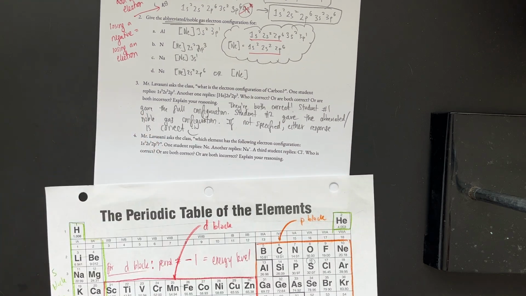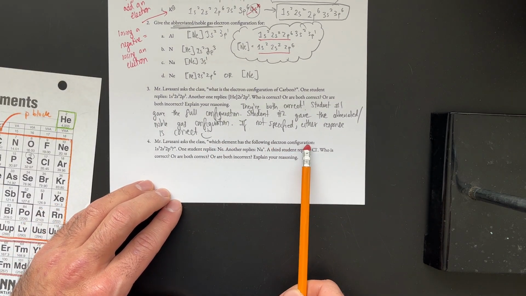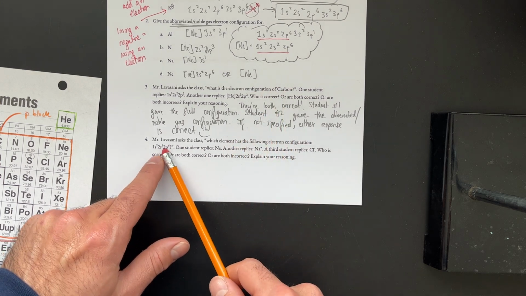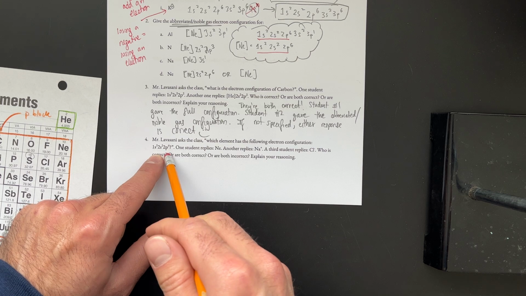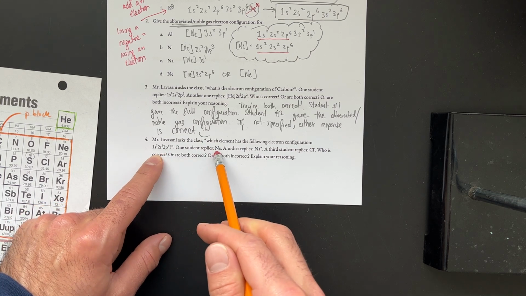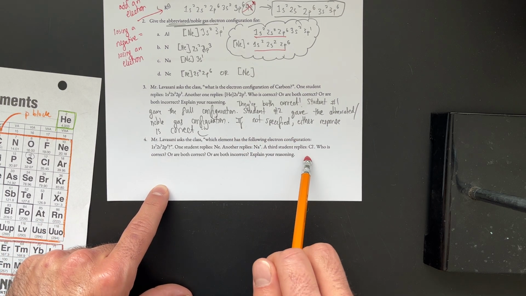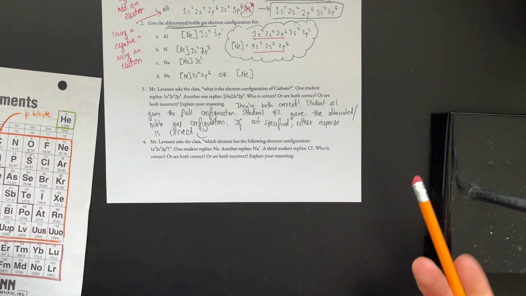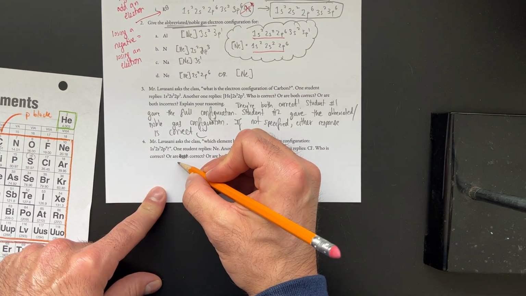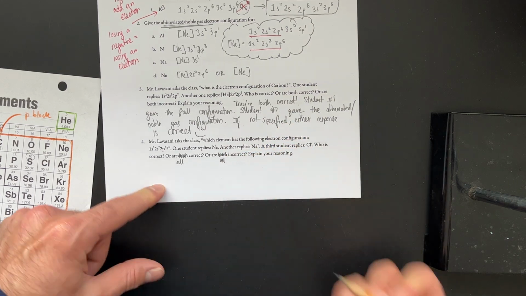So that's one example, and here's another example. What if I asked which element has the following electron configuration? Okay, so last time I said, hey, what's the configuration of carbon? This time I'm saying, what element does this match up with? 1s2, 2s2, 2p6. One student replies, oh, that's the configuration of Ne. While another replies, oh, that's the configuration of Na+. And a third student replies, Cl-. Who's correct? Or are both correct? Or are all correct? Or are all incorrect? Explain your reasoning, right?